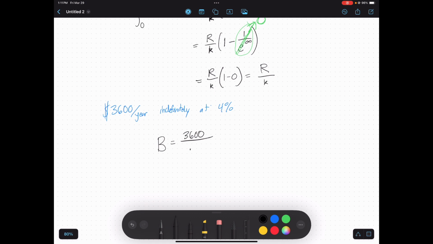K, of course, is the interest rate, so I'm going to divide by 0.04, and I get $90,000. What does that mean? It kind of means that if I'm able to do this, it's worth me having $90,000 right now. It's the same equivalent amount as if I just had $90,000 sitting around.